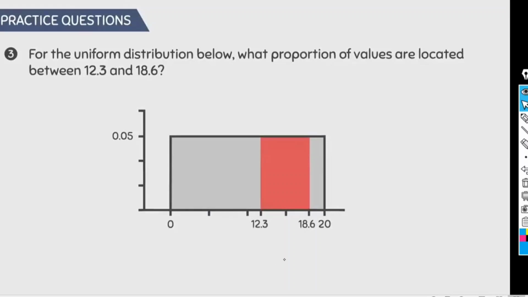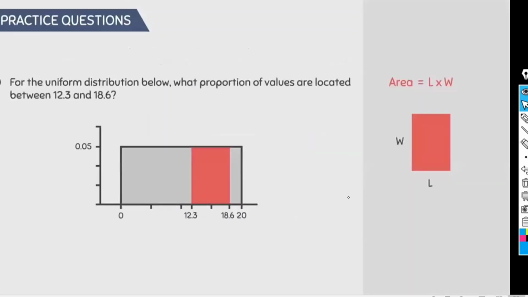How do we calculate the area? It is just the area of a rectangle. You know the length and the breadth, L into B. You multiply 18.6 minus 12.3, which gives 6.3, by the height of 0.05, which is equal to 0.315. So this is the area, this is the probability. Is that clear?